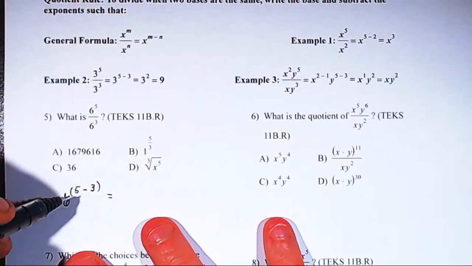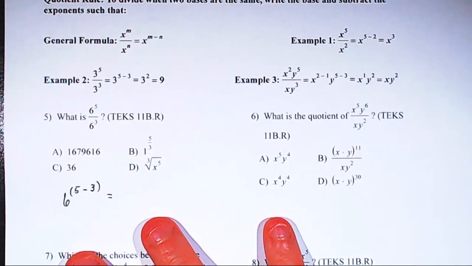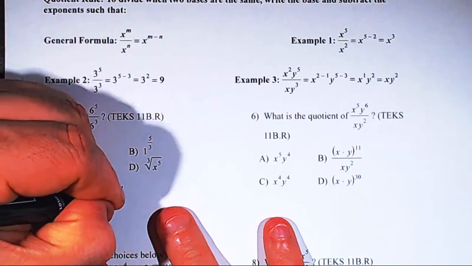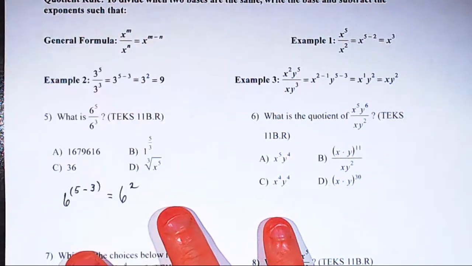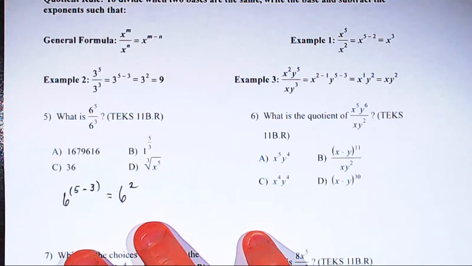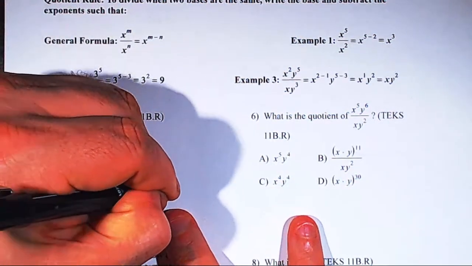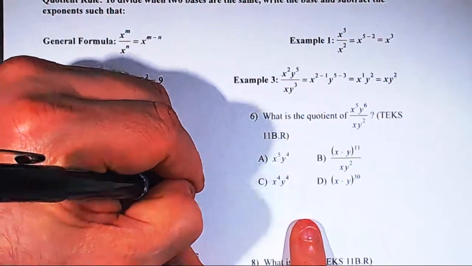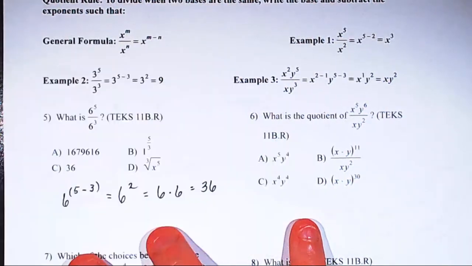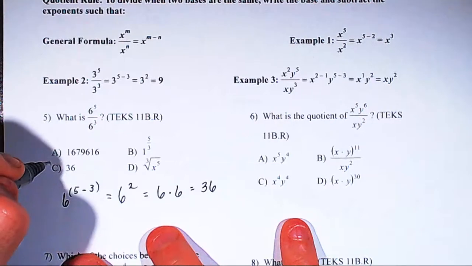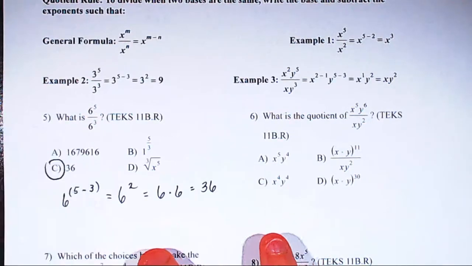And 6 raised to the 5 minus 3, well, 5 minus 3 is 2. So we're given 6 raised to the 2nd power, also known as 6 squared. Okay, and if you need to compute that, it's just 6 times 6, and that equals 36. All right, so what we're looking for here is C on number 5.